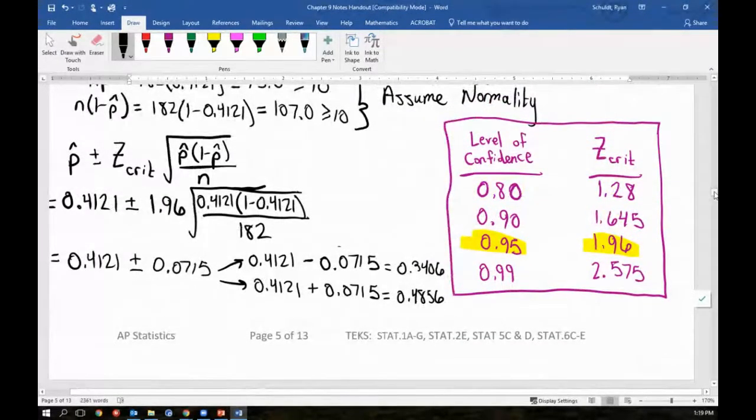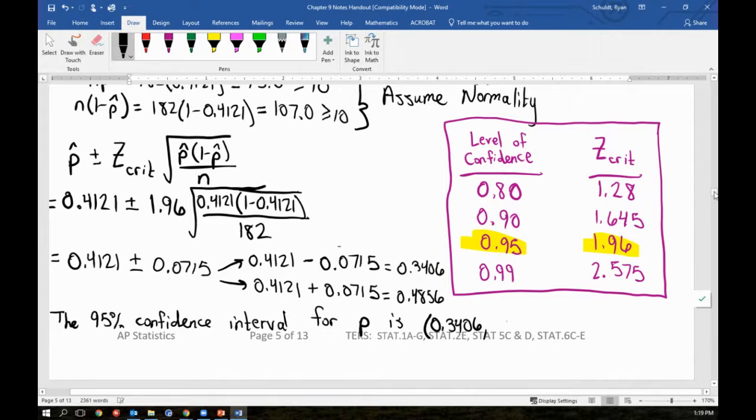Now let's make a formal sentence, statement. So we're going to say the 95% confidence interval for P is, and then we list our lower bound and our upper bound.